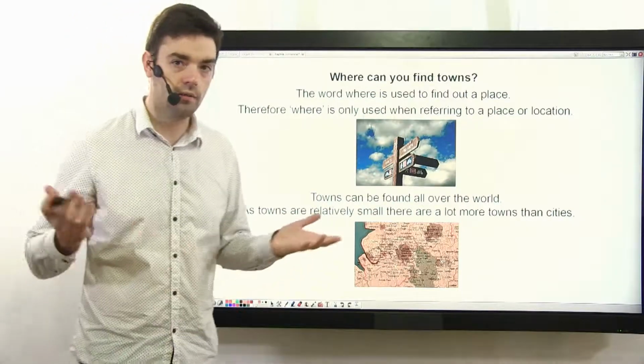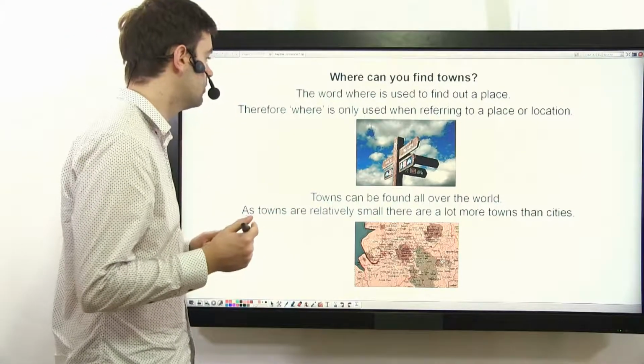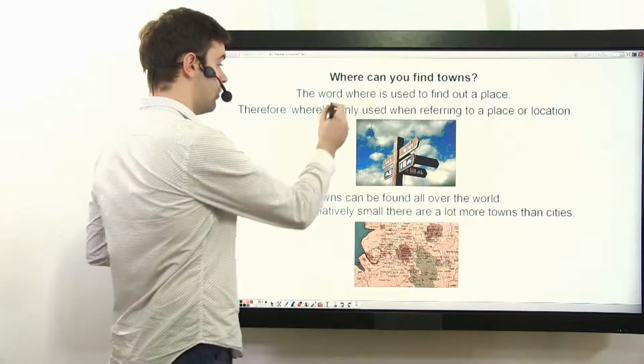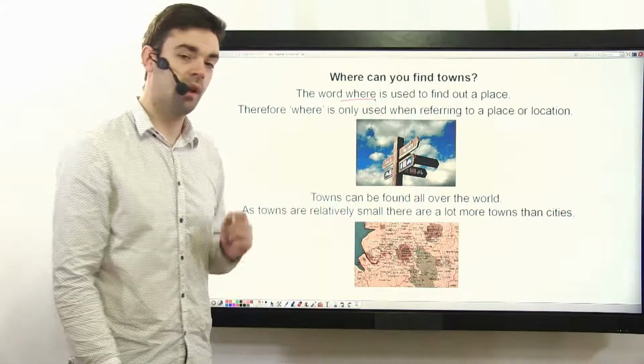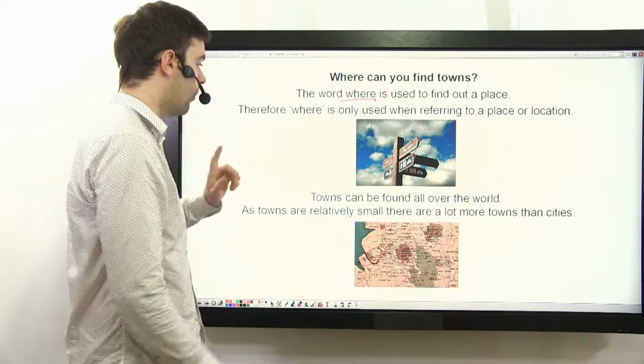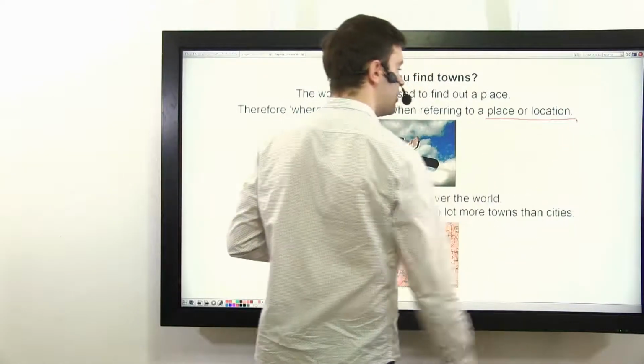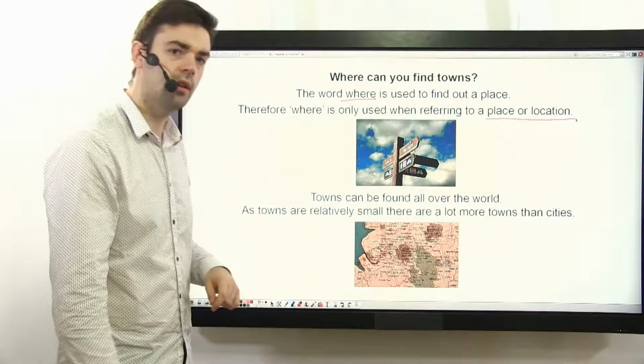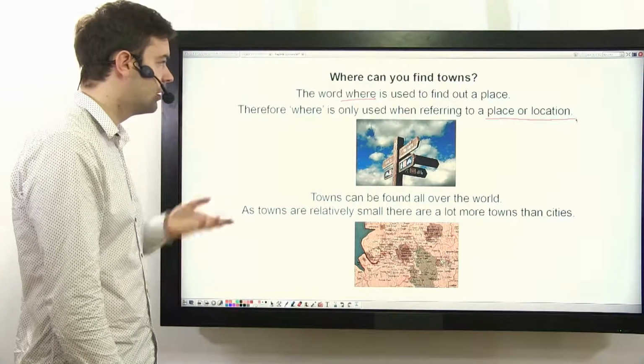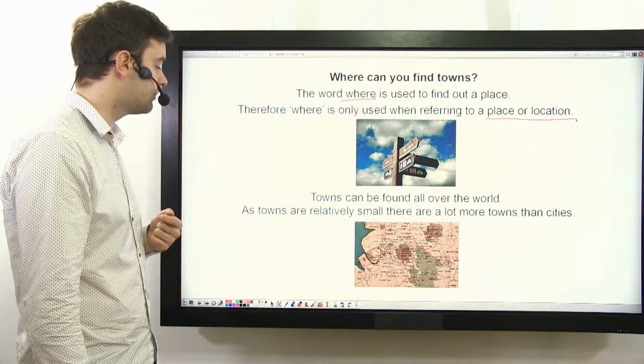So where can you find towns? The word where is used to find out a place. Therefore, where is only used when referring to a place or location. So let's answer that question. Where can you find towns?